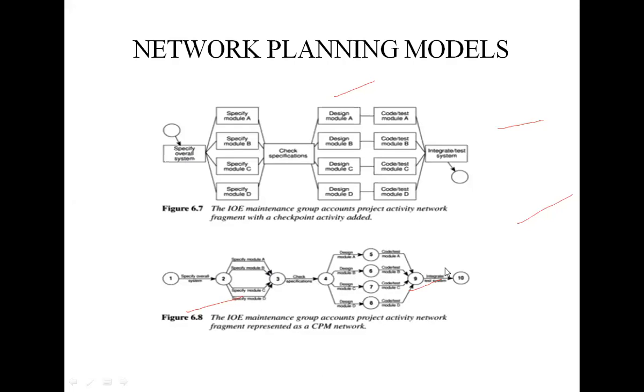So here we are representing the activity on arrow. This type of representation is called CPM. CPM means critical path method. We will discuss the CPM method in the next slides. Don't worry, the next topic is the critical path method, so we will discuss it briefly in the next slides. So far, was network planning clear?